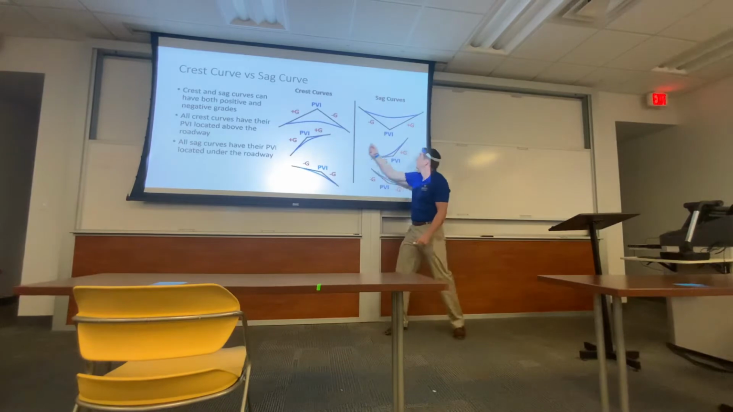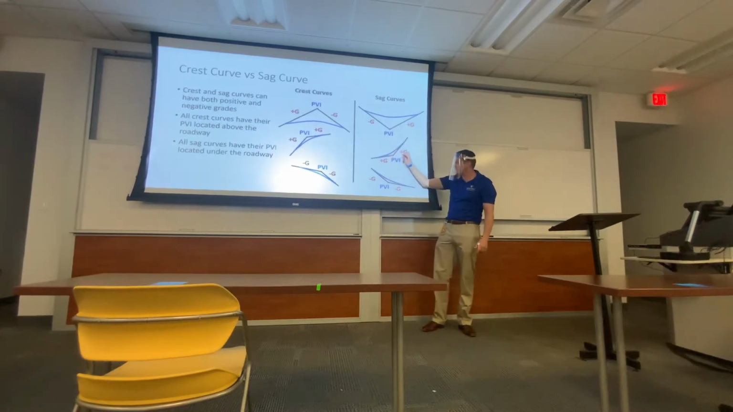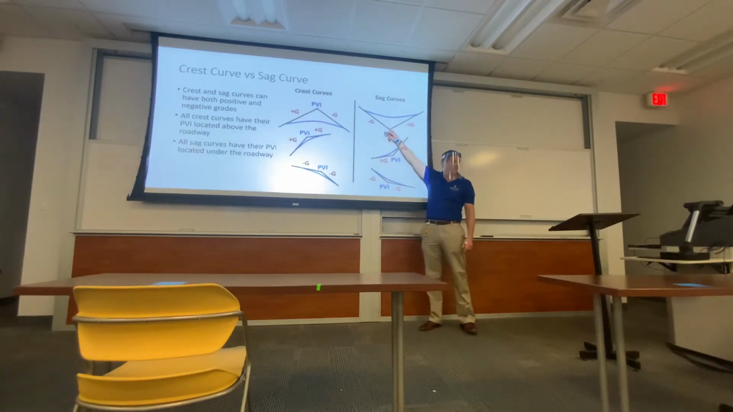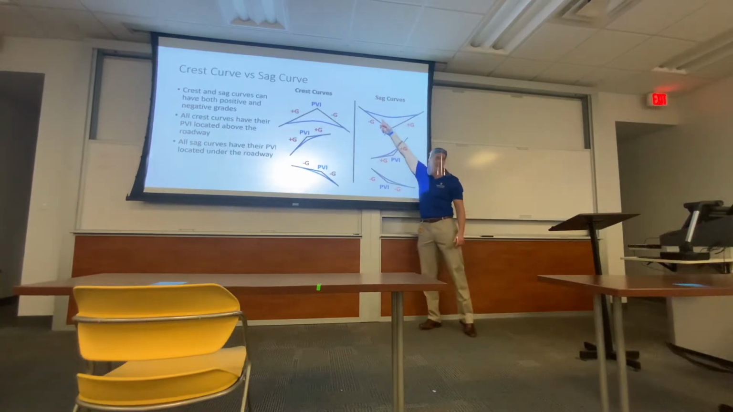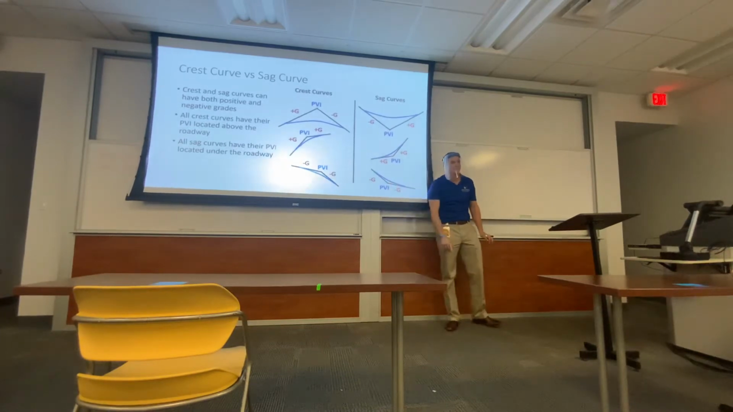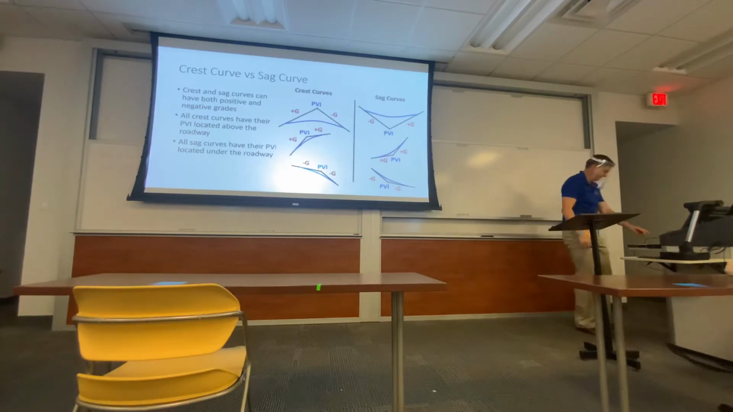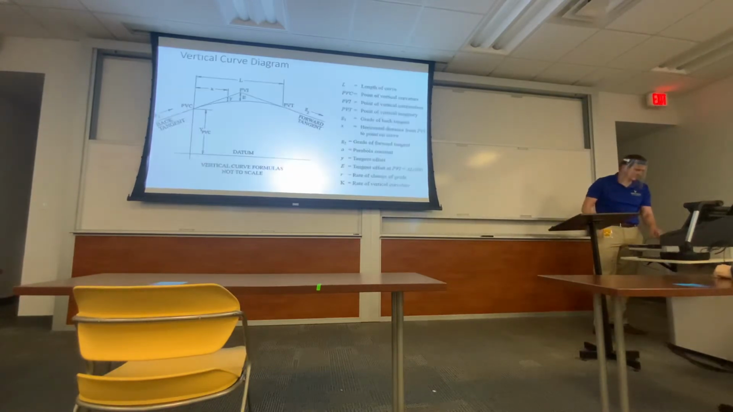Here's a sag curve with a negative grade to a positive grade. We're going down and then we're going up, standard. But here's one with two positive grades because the PVI is underneath the road. The road's above here, the PVI is under the road. Here's two negative grades with the PVI under the road. So if I just gave you two grades, you could sketch those out and figure out whether it's a crest curve or a sag curve. Power of deduction. There's a mathematical way to do it, but just sketch it out.